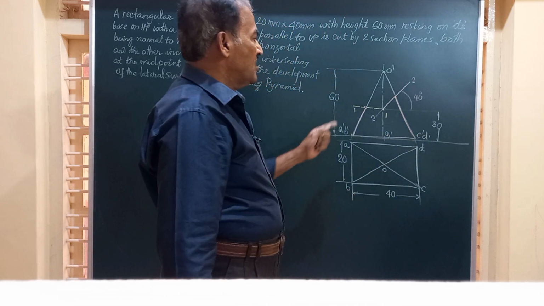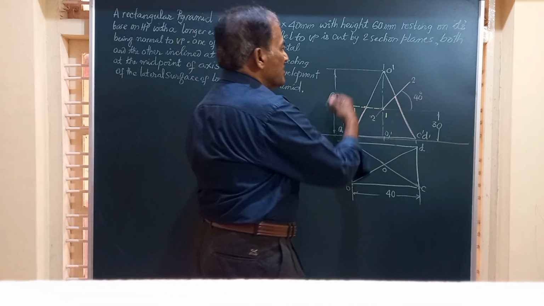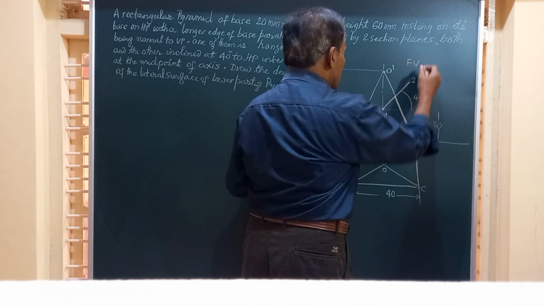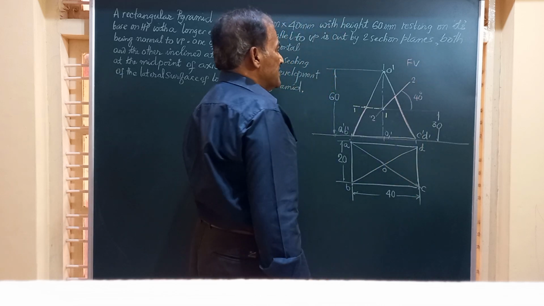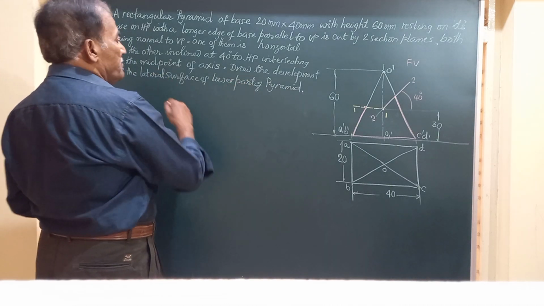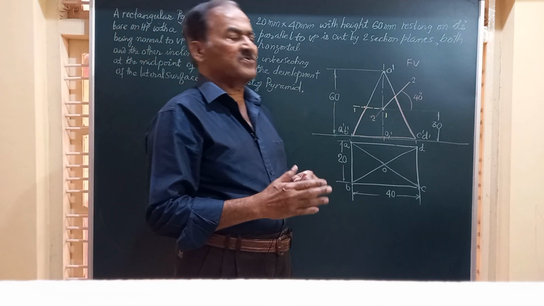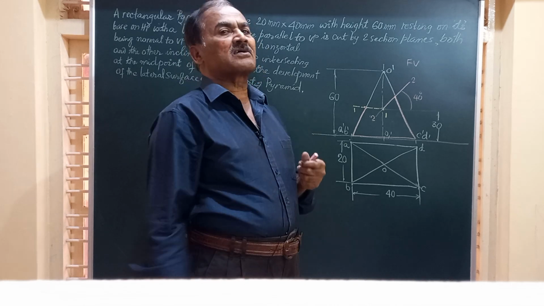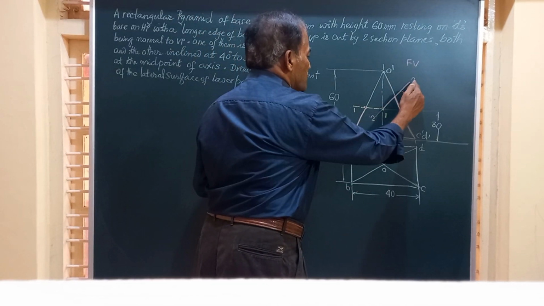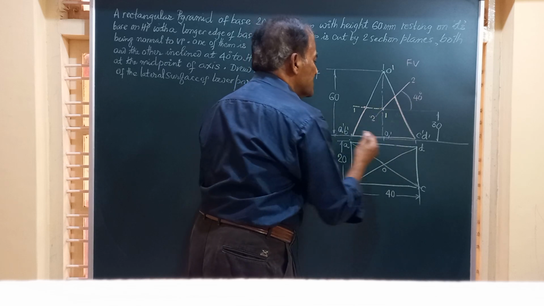Now friends, after marking, this figure shown will give you the front view of the solid, this is the top view of the solid, and next we have to draw the development of the lateral surface of the lower part of the pyramid. So this is the section planes 1, 1, 2, 2, and this is the portion, say P.